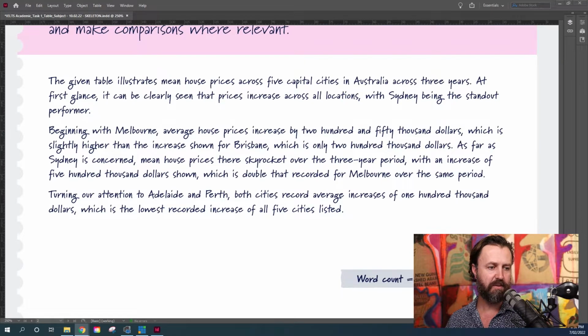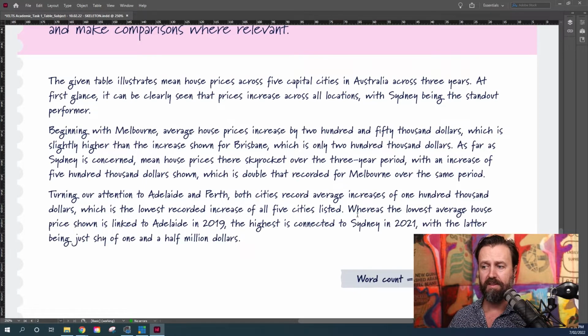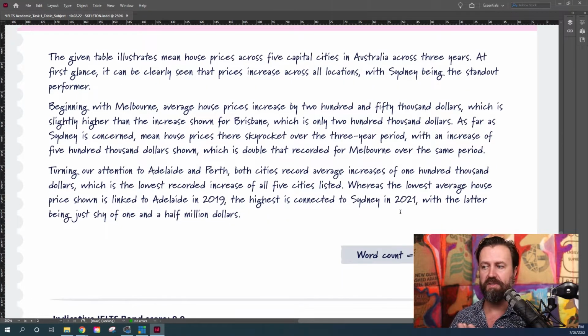Okay, our last sentence that we're going to run with is what's called a direct opposition clause. This is whereas. So we use whereas when we're comparing opposites: black and white, hot and cold, tall and short. Here we're talking about highest and lowest. So whereas the lowest average house price shown is linked to Adelaide in 2019, the highest is connected to Sydney in 2021, with the latter, the second one that we've mentioned, being just shy of, or just a little bit less than, $1.5 million.